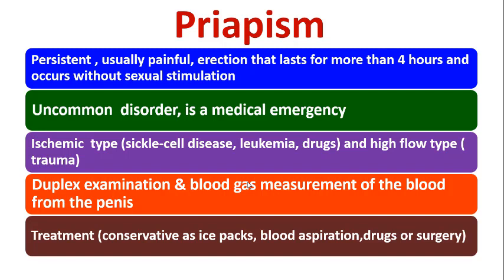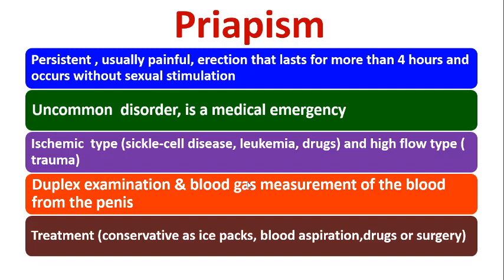Priapism. Priapism means persistent, prolonged erection, usually painful and occurring without sexual stimulation. It is an uncommon disorder and it is a medical emergency. We have two types of priapism: ischemic type and non-ischemic type. Ischemic type is usually caused by sickle cell disease, leukemia, or drugs such as intracavernous drug injection. High flow type is usually due to trauma of the blood vessel leading to high flow into the corpora cavernosa.